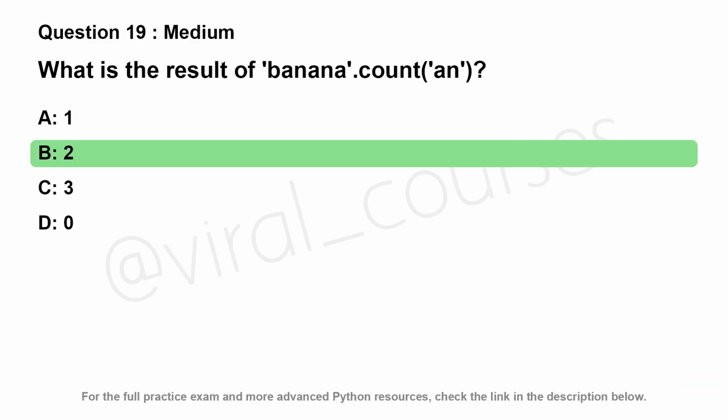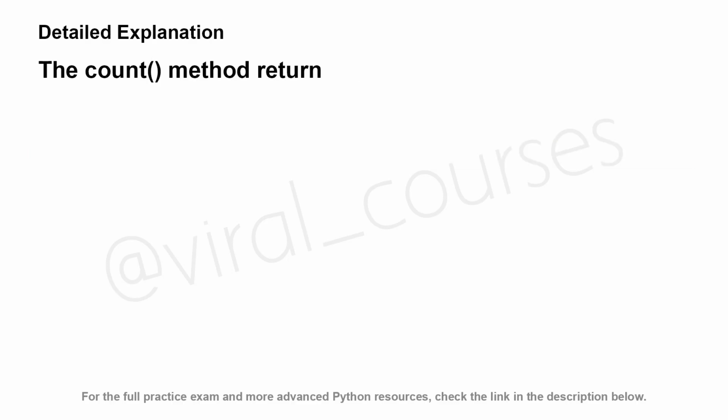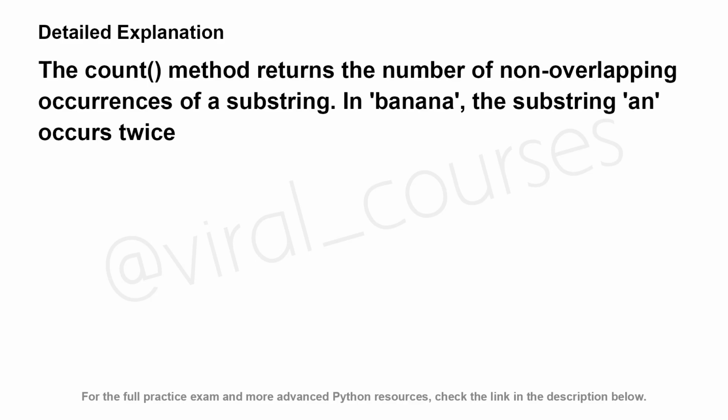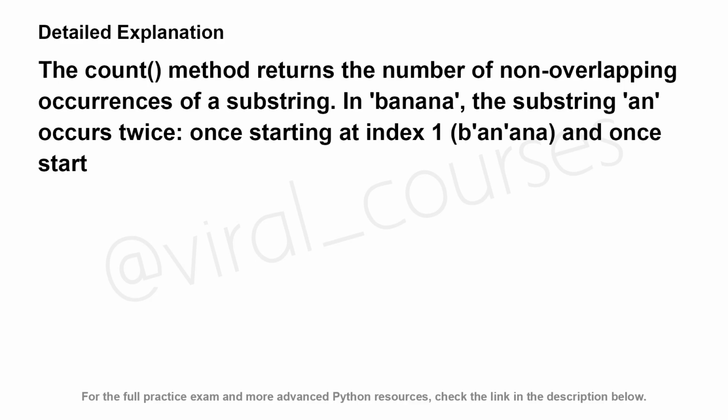The correct answer is B. The count method returns the number of non-overlapping occurrences of a substring. In "banana", the substring 'n' occurs twice, once at index 2 and once at index 4.